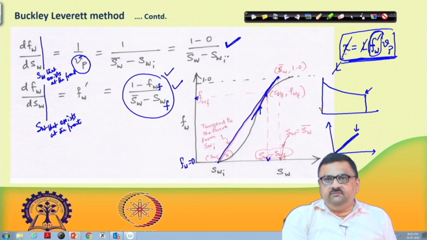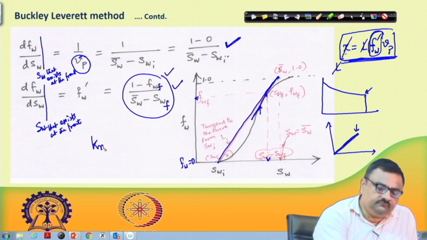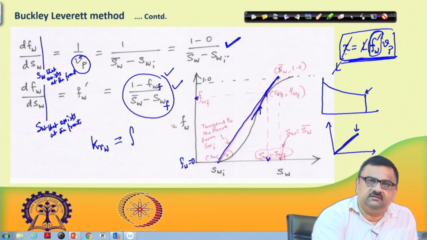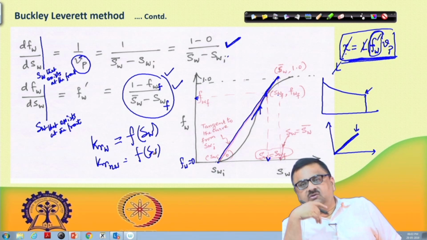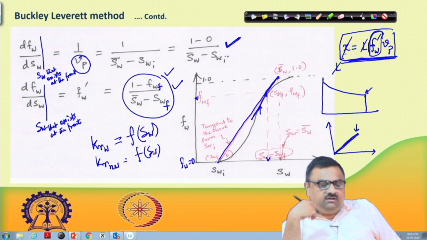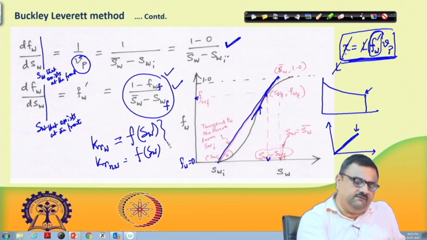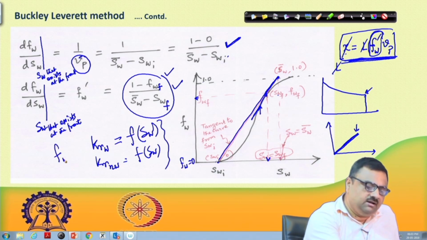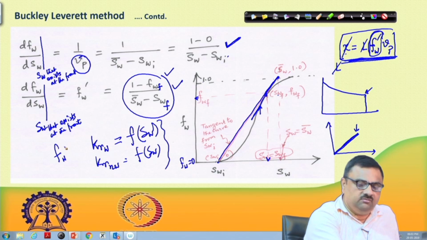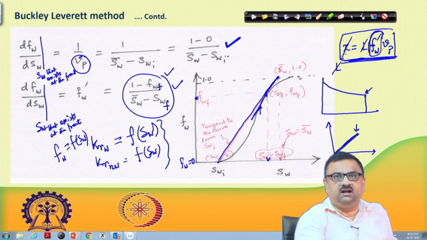So, I have to give you some form of equation, let us say KRW is equal to some correlation in terms of SW, and similarly KR non-wetting as a function of SW. Since we are talking about two-phase flow, if SW is defined, automatically the other saturation is defined. It will be simply 1 minus that quantity. So, let us say I give you these expressions. If you have these expressions, immediately you can calculate what is FW as a function of SW. So, you can construct this curve.